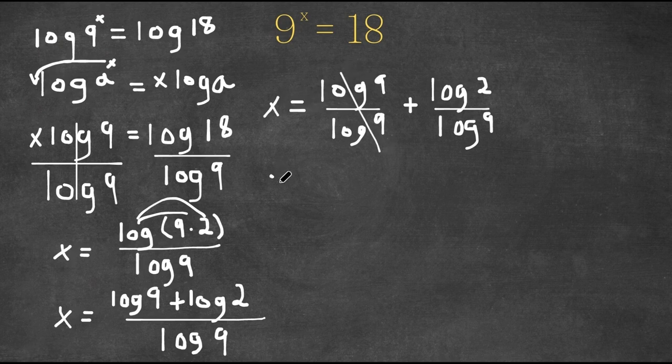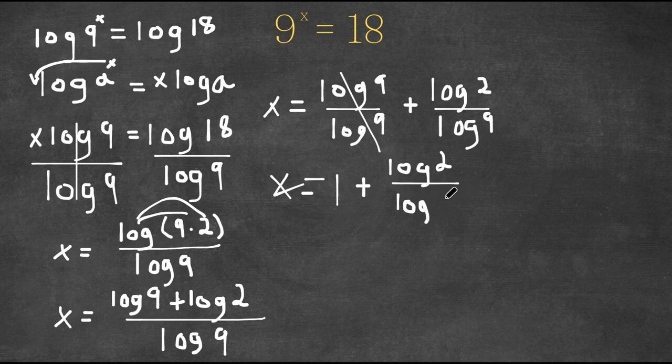Now these two cancel out, so we get x is equal to 1 plus log 2 over log, and I'm actually going to replace the 9 with 3 squared. Now remember, we're going to use the same property that we used over here, and I'm going to move the 2 to the front.